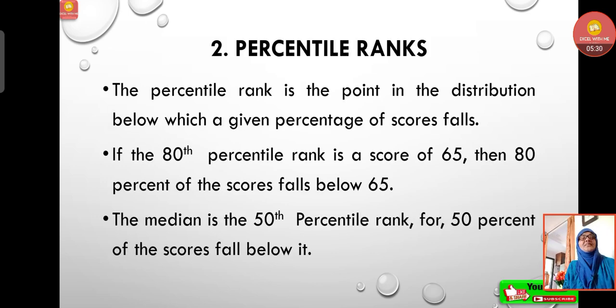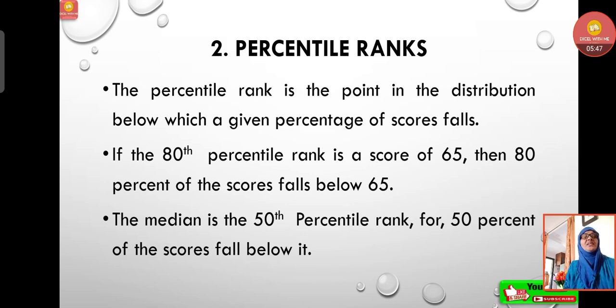Now percentile rank, the second one. The percentile rank is the point in the distribution below which a given percentage of scores falls. That means if the 80th percentile rank is a score of 65, then 80% of the scores fall below 65.